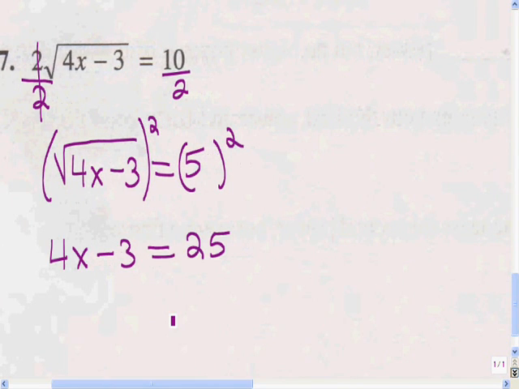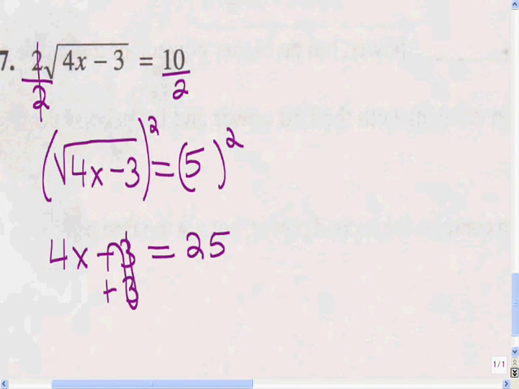Now what do I do? Well, before I get rid of the 4, I want to get rid of this negative 3. And it's a negative, so I use the inverse operation, which is positive. Negative 3 plus 3 equals 0. But what I do to one side, I've got to do to the other. So I'm going to add 3 to this side. So that's going to give me 4x equals 28.